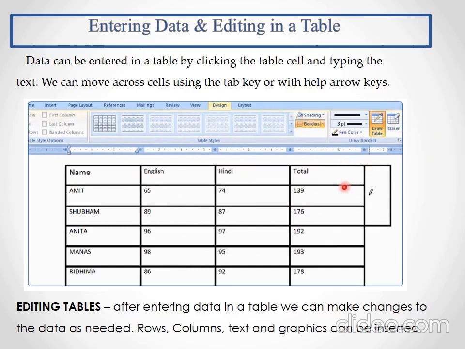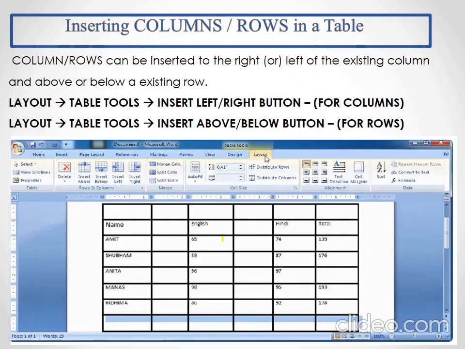Or with the help of the eraser, after you click on this eraser and move around, if you give one click, it will remove any particular line. These are the options related to inserting columns and rows. Now you have learned how to insert rows and columns using the draw table with a pencil option, right?